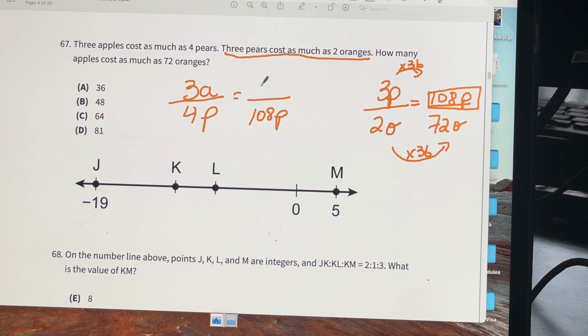So again, you can put an x over here and cross multiply. If you don't want to, you can find the relationship. Is there anything times 4 that gives you 108? That would be 27, I believe. 4 times 7 is 28, carry 2, yeah. So therefore the top is also 27. 3 times 7 is 21. 3 times 2 is 6, plus the 2 is 8. So I need 81 apples when there's 108 pears. But 108 pears is the same thing as 72 oranges. So when I have 81 apples, I will have 72 oranges. And the answer is right here.